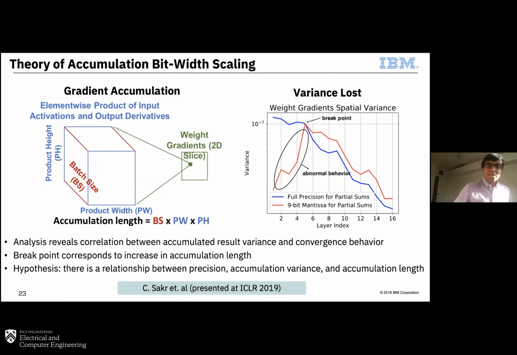I won't go into a lot of detail on this piece, but we also worked with Professor Shanbhag and his student Charbel at UIUC to understand how we quantify the idea of doing hierarchical accumulation. We did a lot of work here that was published last year at ICLR. The main insight is that what really impacts accumulation, and how we need to divide that accumulation into smaller accumulations, is the concept of variance. We have to maintain the variance of the accumulated result. So we said there's a relationship between the precision of accumulation, the accumulation length, the hierarchical nature of the accumulation, and the variance itself.